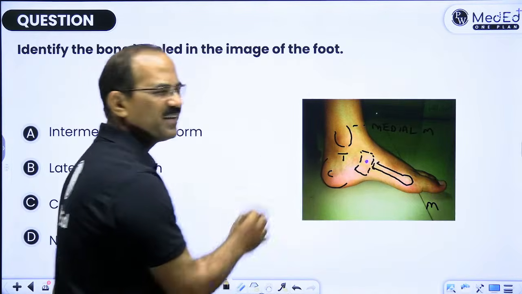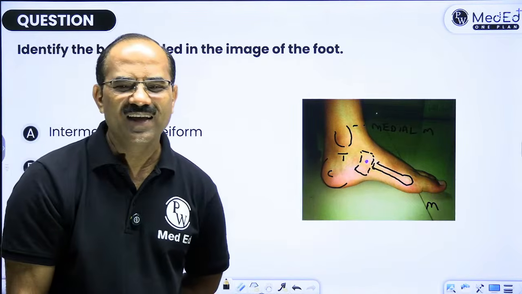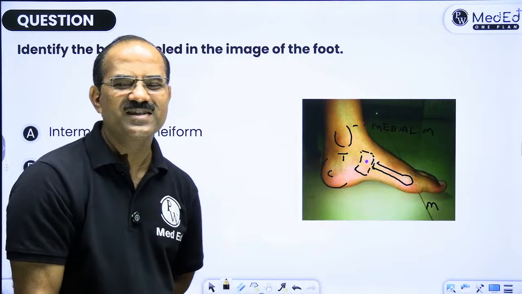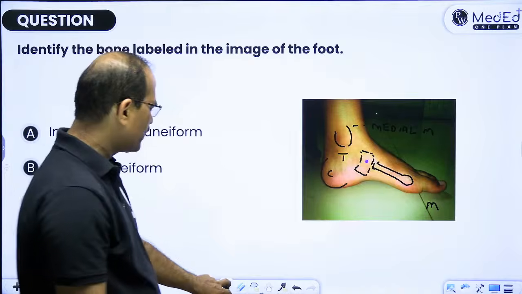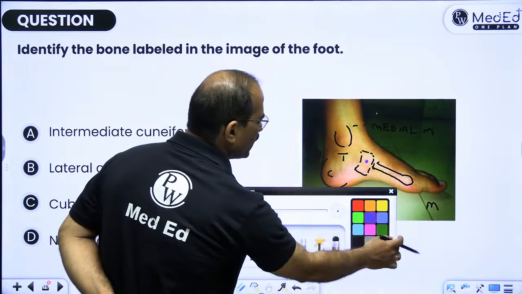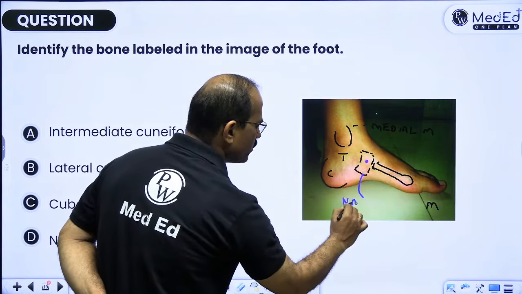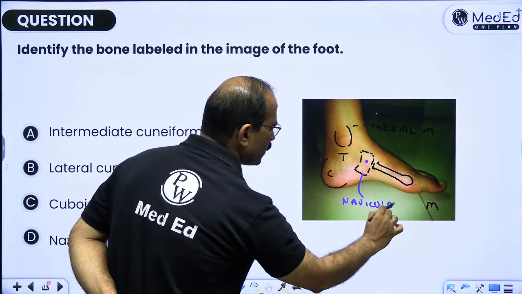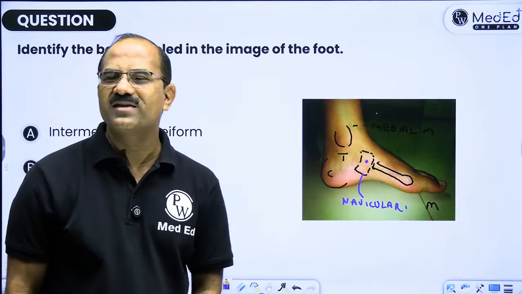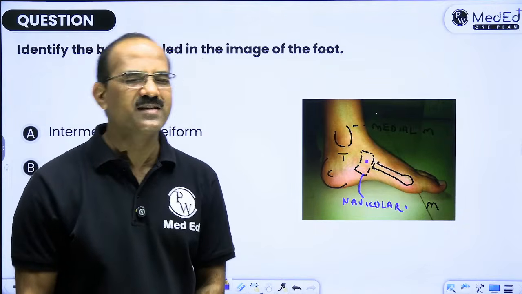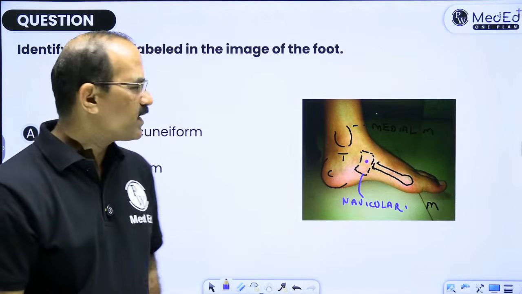Yes. Who is this? This is our navicular. This is our navicular bone. Yes, the one which is pointed out is navicular. Who is this? This is the navicular bone. On the medial side you get the navicular bone. Very good students. Excellent, excellent. Very good, very good. So that's a navicular bone.